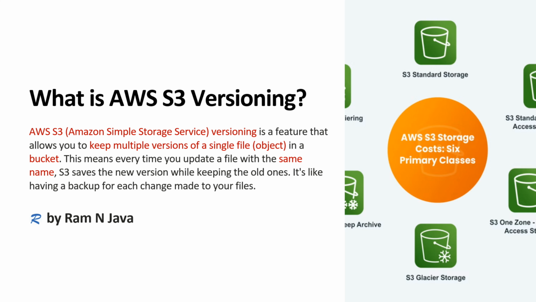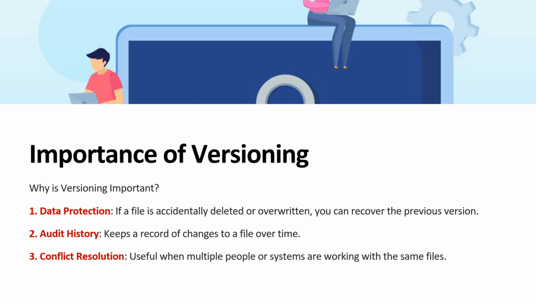It is like having a backup for each change made to your files. Why is versioning important? First point is data protection. If a file is accidentally deleted or overwritten, you can recover from the previous version. The second point is audit history. Keeps a record of changes to a file over a period of time. Third point is conflict resolution. Versioning is useful when multiple people or systems are working with the same files.